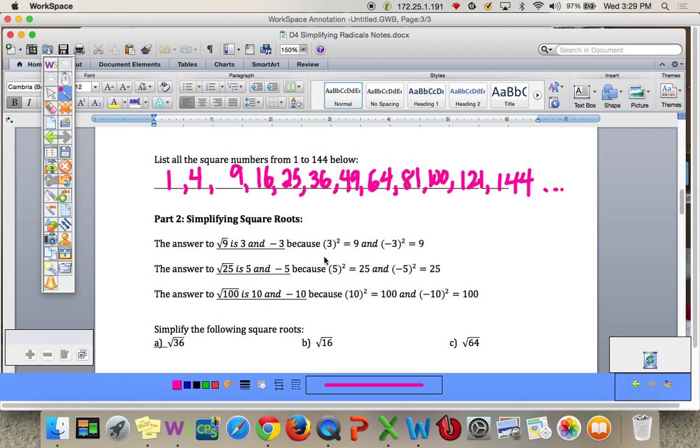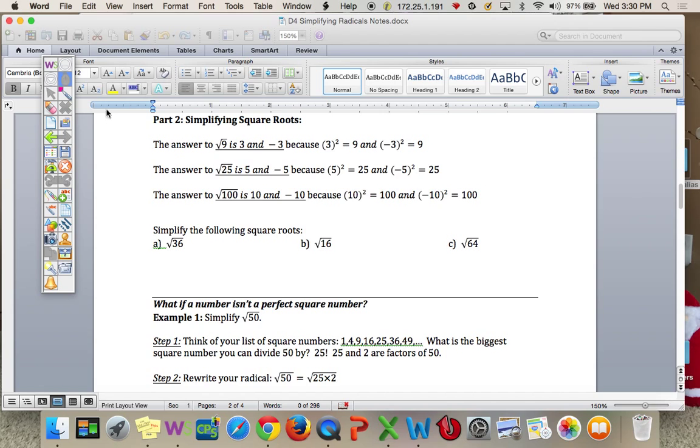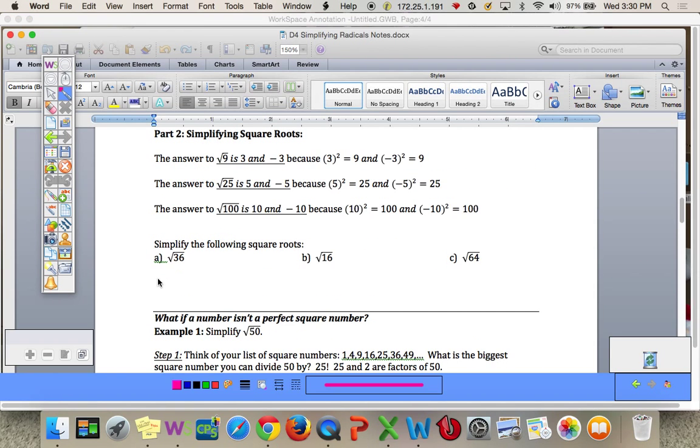All right, so we're going to simplify square roots. Let's go over this first. It says the answer to the square root of 9 is 3 and negative 3 because 3 squared is 9 and negative 3 squared is 9. There are two answers to the square root of 25 because 5 squared is 25 and negative 5 squared is 25, and so on. When we simplify square roots, we're going to pull out square numbers. So the answer to the square root of 36 is 6, also negative 6. The square root of 16 is 4 and negative 4. And the square root of 64 is 8 and negative 8.